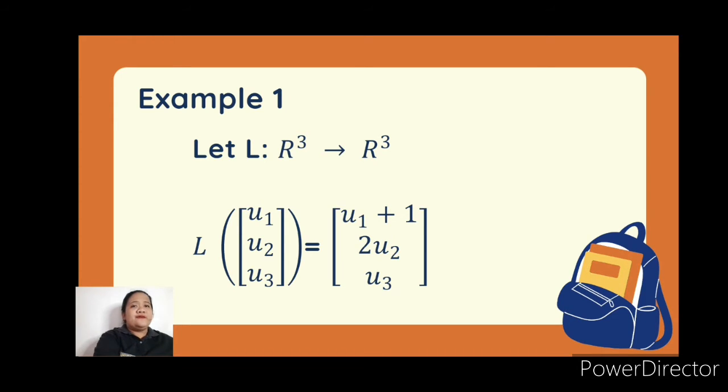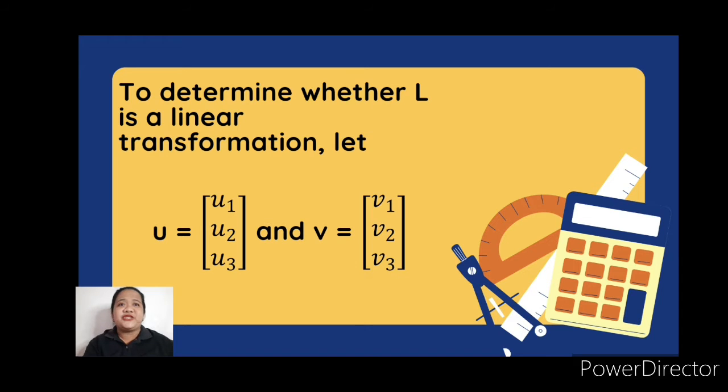To determine whether L is a linear transformation, we will let some matrices. We have here u = (u1, u2, u3) and v = (v1, v2, v3). As you also observe, in the given example, R3 to R3, it is in that form. So now we will solve this one.